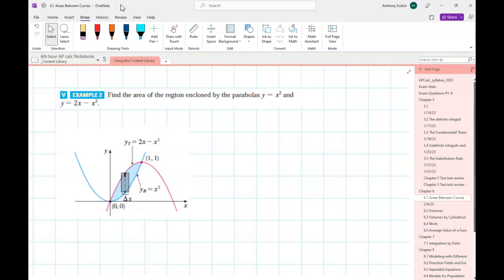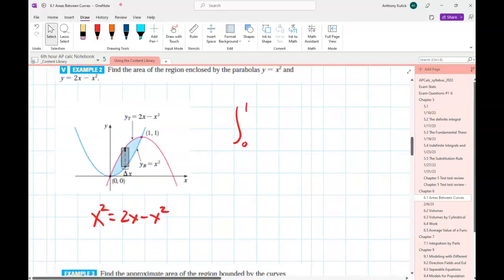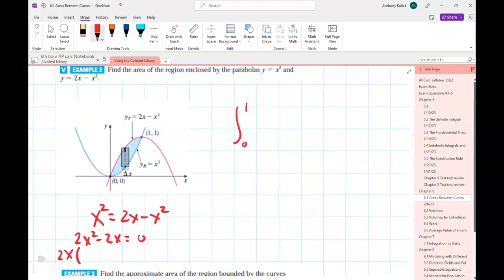Very good. So if we look at the picture, the bounds are clearly labeled, right? What are the bounds in the picture? 0 and 1, right? How would we find those if they weren't given in the picture? Set them equal to each other. Very good. So then I can just solve algebraically, right? Factor out a 2x.